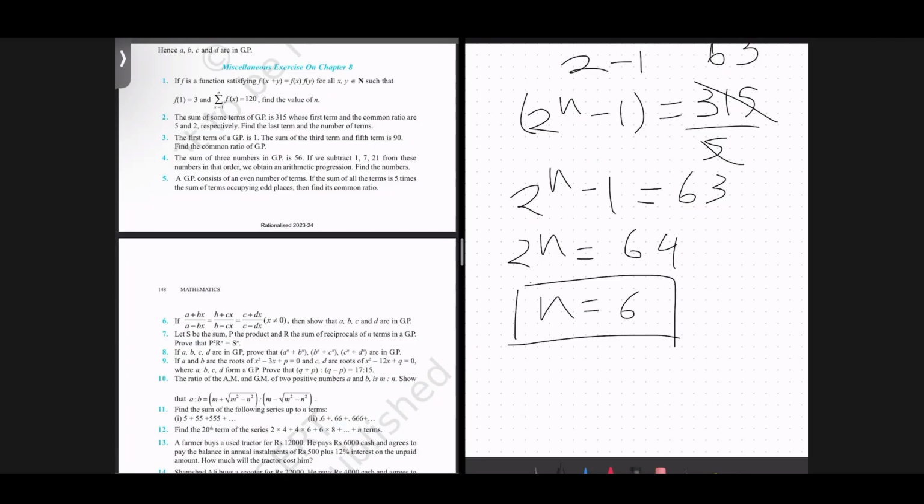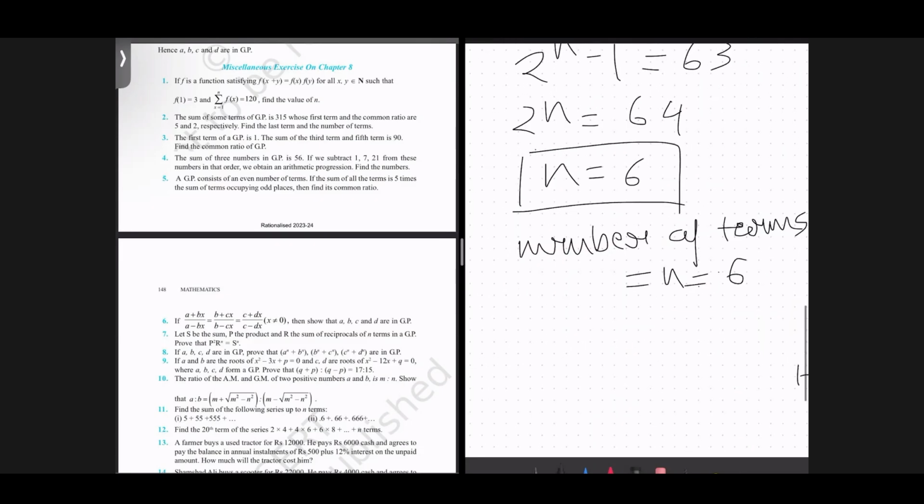So we have found out the common ratio, which is R. I'm sorry, the number of terms. We have found out the number of terms. Number of terms is equal to n, and that is going to be 6.